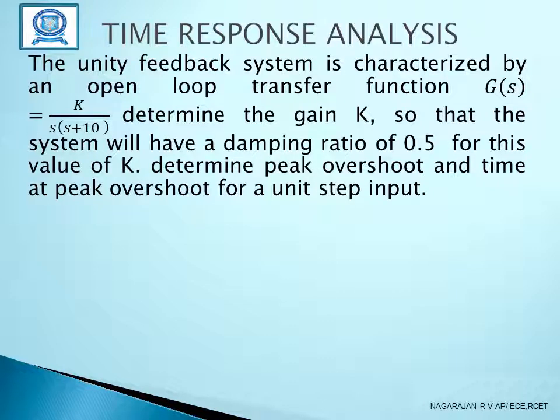In this problem, the unity feedback system is characterized by an open loop transfer function G(s) equal to K divided by s into (s plus 10). Determine the gain K so that the system will have a damping ratio of 0.5. For this value of K, determine the peak overshoot and time at peak overshoot for a unit step input.